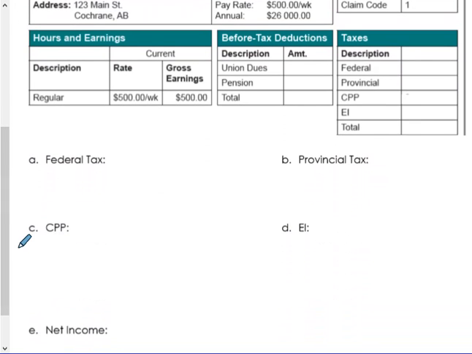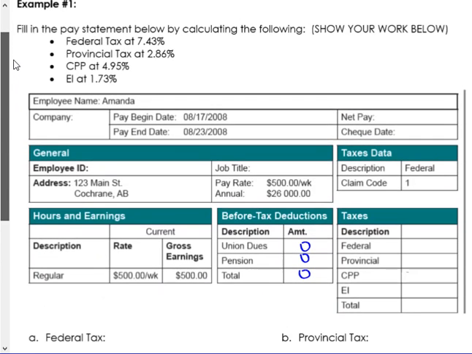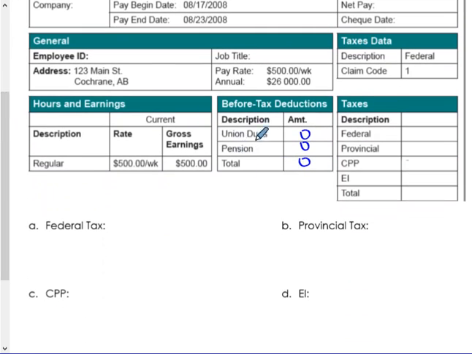Okay, so our federal tax. Now you'll notice that there are no union dues or pension. So we don't have to worry about finding our taxable income. Our taxable income will just be our gross income. Remember, to find taxable income, we would subtract those off of our gross income and then find our taxes and CPP and EI. But since we don't have any, we're okay. So taxable income is just gross income in this case, because of our no before tax deductions.